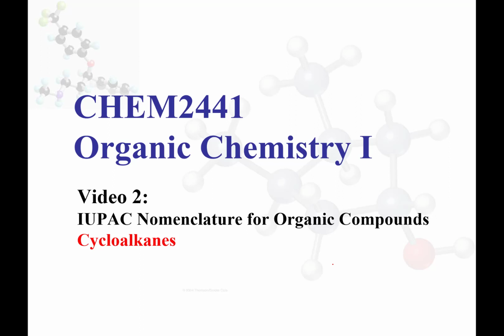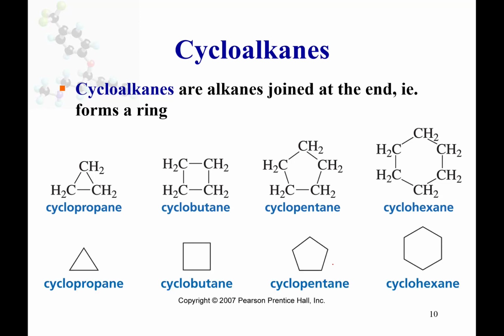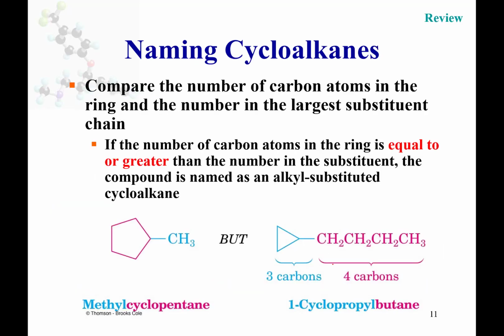Hello, this is the second video, and in this particular section, we're going to talk about how to name cycloalkanes. Cycloalkanes are alkanes, but they're joined at the end to form a ring. Here is the condensed representation of cycloalkanes, 4 of them, and here is the structural representations.